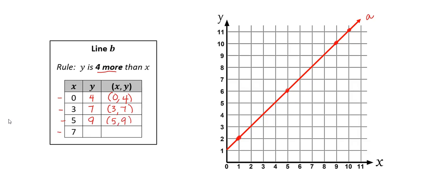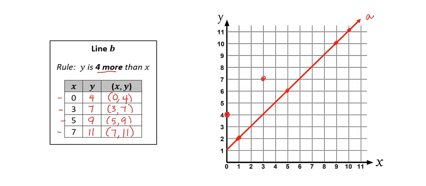And my last point, the x is 7. 4 more than 7 is 11. So that gives me 7, 11. And I will go ahead and plot those points on my graph as well. So the first point is over 0, so I don't move over, I just go up 4 and put a point there. Next is 3, 7, so I'll go over 3, up 7.